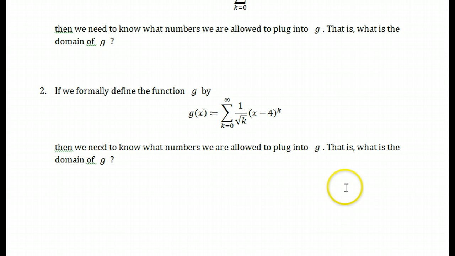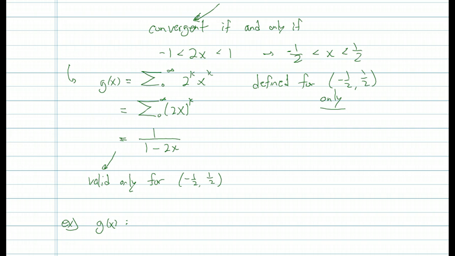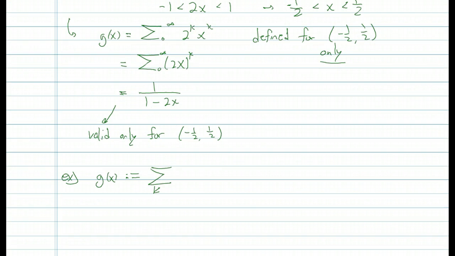Typically what we're going to do is use the ratio test. In fact, the ratio test for absolute convergence. That's what we're going to apply in this example, just rewriting it over here. The series is starting at k equals 1, and it's 1 over the square root of k times the quantity x minus 4 to the kth power.